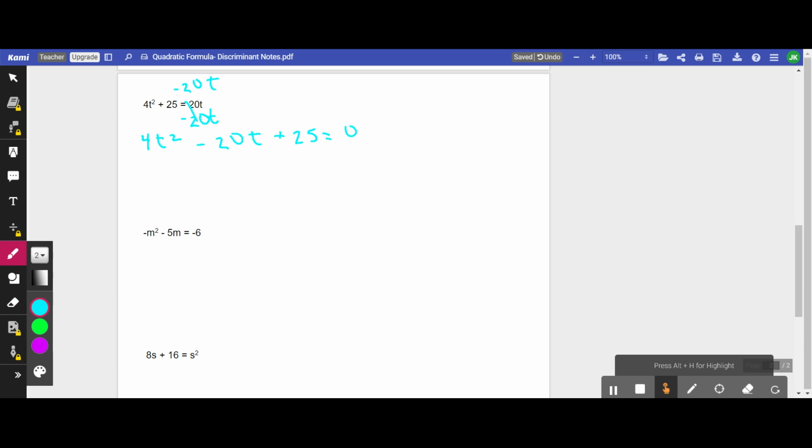And then you can label your a, b, and c. So a is the coefficient of your x squared term. So here that'd be 4. So a will be 4 then. And then your b is the coefficient of your just x terms. That'd be negative 20. And then your c will be the constant, which is 25 then.